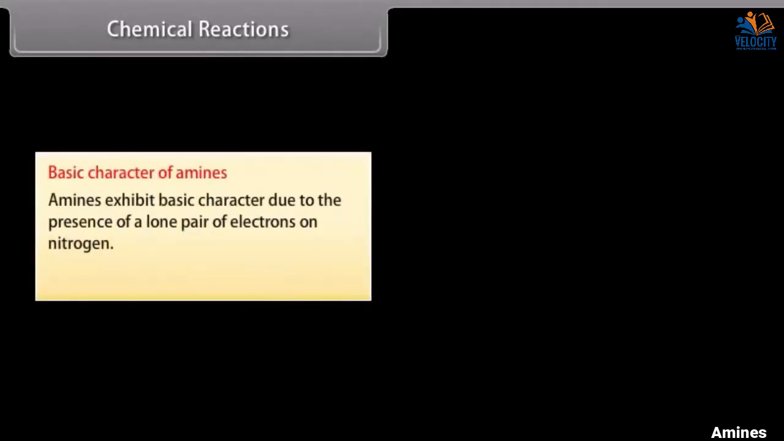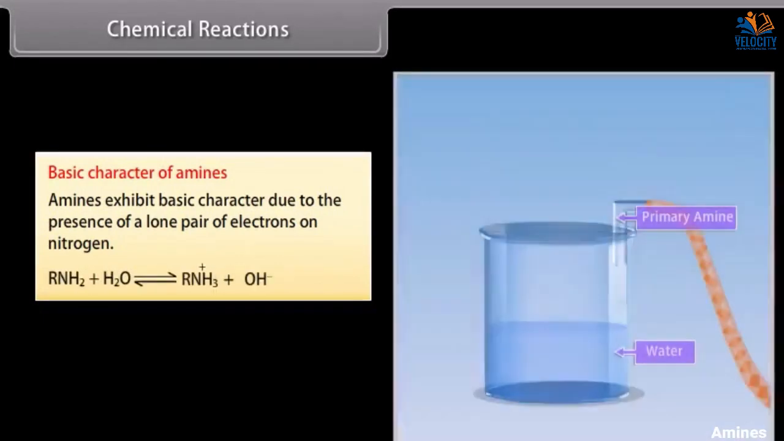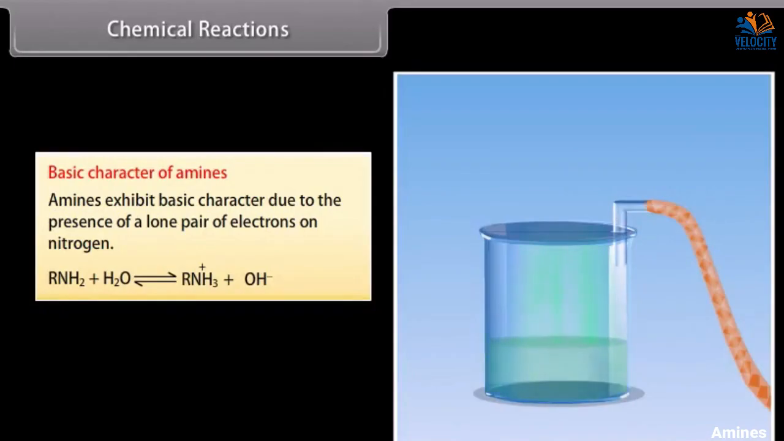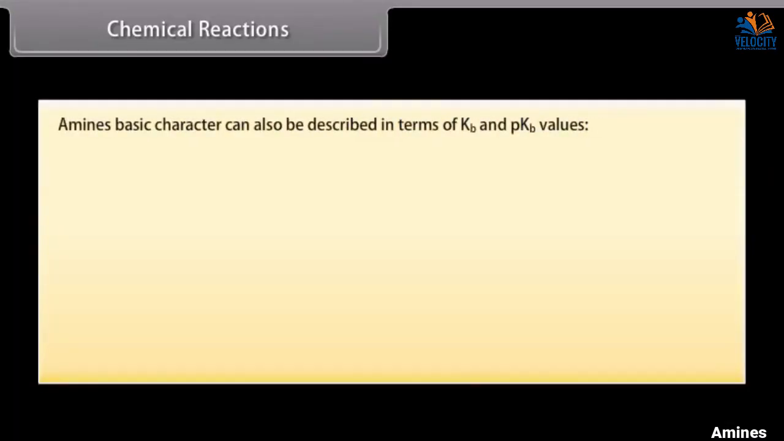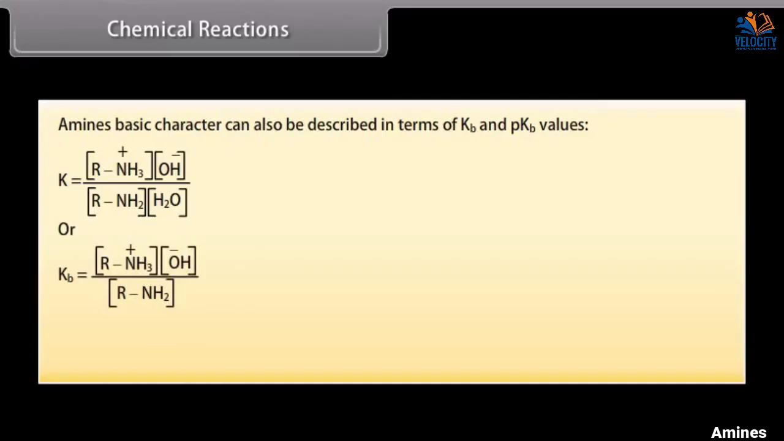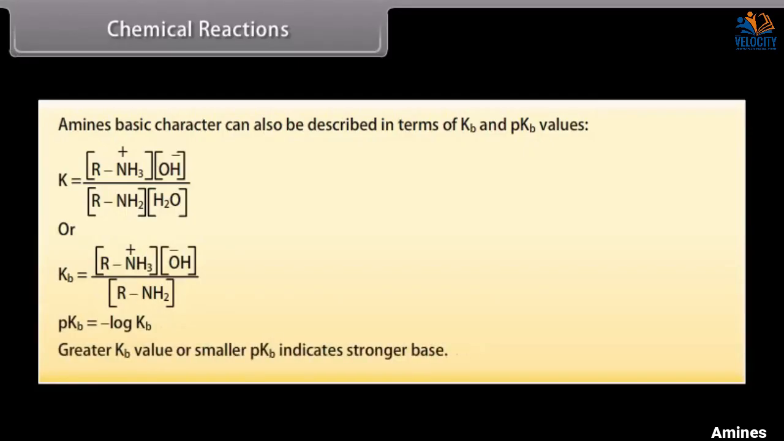Amines exhibit basic character due to the presence of a lone pair of electrons on nitrogen. They are stronger bases than water and are therefore protonated by water in their aqueous solutions. Amines' basic character can also be described in terms of Kb and pKb values. The value of Kb can be written as given, from which the value of Kb can be inferred. Now pKb is equal to negative logarithm of Kb. Greater Kb value or smaller pKb indicates a stronger base.